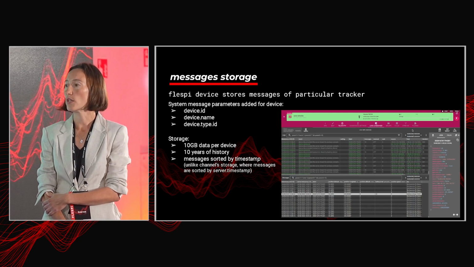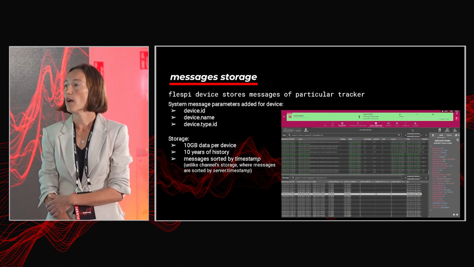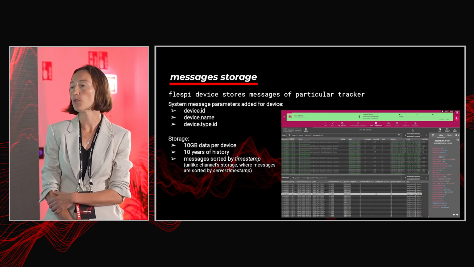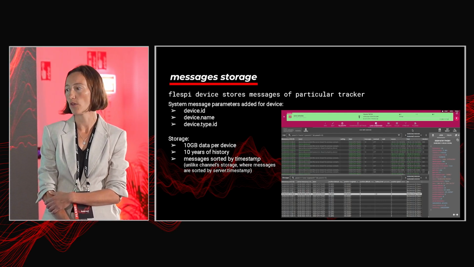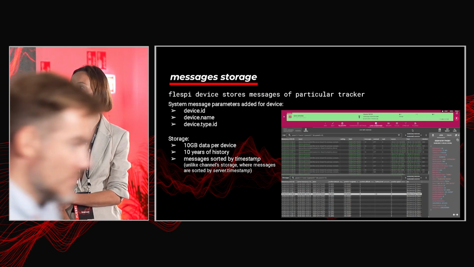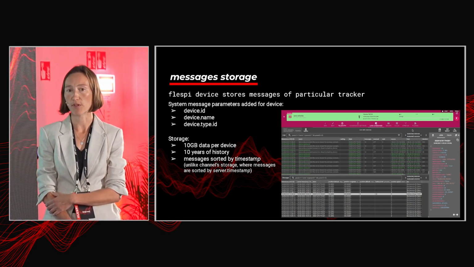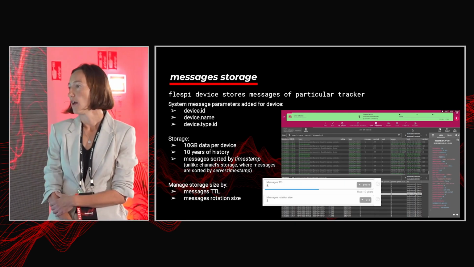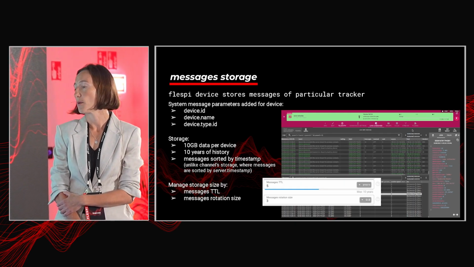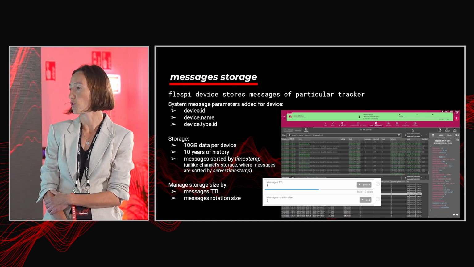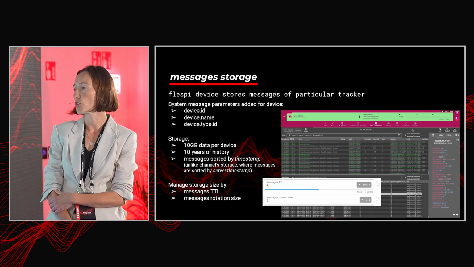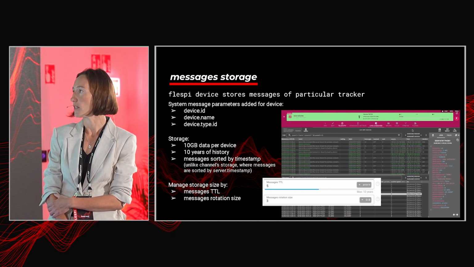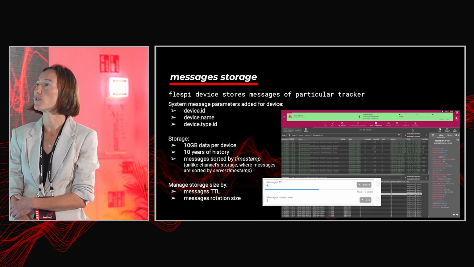Whereas messages in channel storage are just sorted by the server timestamp, so they are kept in the order they were received. So messages storage of a channel is just a buffer that keeps messages. And that's the difference. And to manage size of messages storage of device, you may use messages time to live and messages rotation size settings on the edit tab of the device.